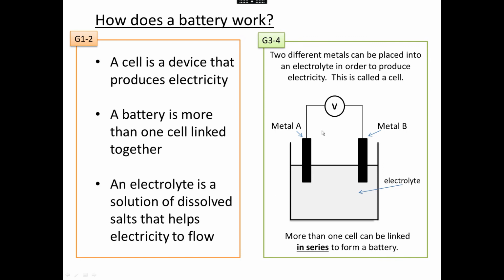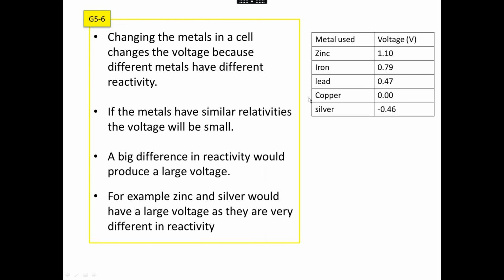How does a cell work? Well, I've labelled metal A, metal B. We could call them electrodes. And then we've got the electrolyte here, and I could have labelled the voltmeter, but I've got the symbol for it there. Two different metals need to be placed into an electrolyte in order to produce electricity. That's called a cell. If we link cells in series, we call it a battery. So we're looking for the labeled diagram. You could use the word electrode and voltmeter as well, and the fact that the metals need to be different and they need to be in contact with the electrolytes.